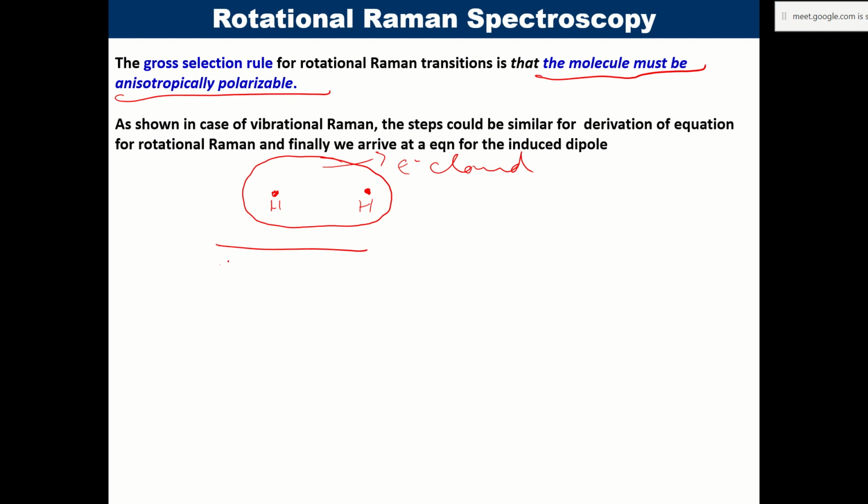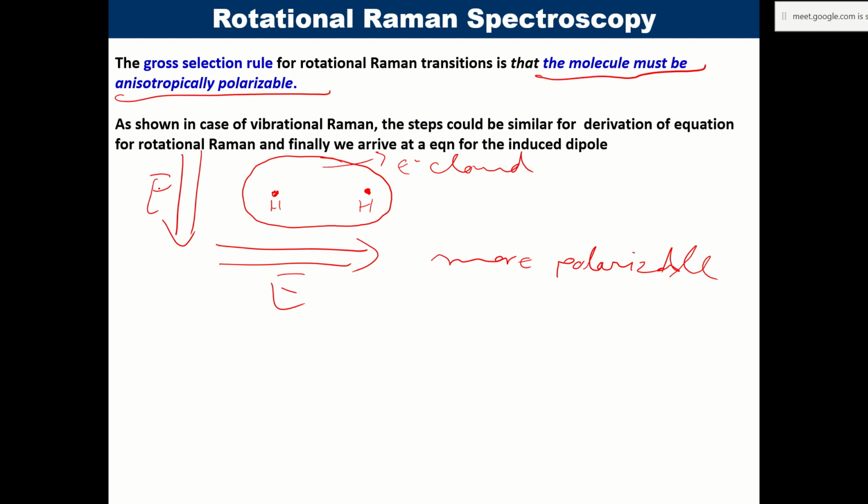So polarizability, when you apply an electric field in this direction, can be greater distortion. So it is more polarizable in this direction as compared to when you apply an electric field in this direction, which is less polarizable along this. So this is what we mean by saying that it has anisotropic polarizability.